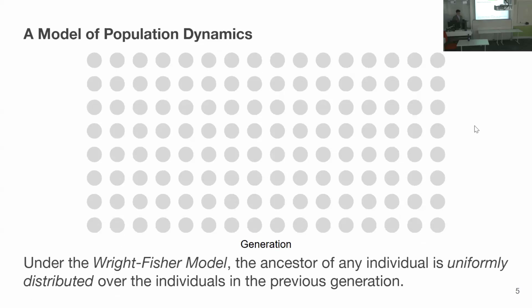So, the canonical model in population genetics dynamics is this thing called the Wright-Fisher model, which states that the ancestor of any individual in any generation is uniformly distributed over the individuals in the previous generation. To see what this looks like, let's say we want to ask the question, who is the ancestor of this person in the most recent generation? Well, given that there are 8 individuals in the previous generation, it's this individual, the one I highlighted in medium gray, with probability 1/8. It's this individual with probability 1/8. It's this individual with probability 1/8, and so on and so forth.